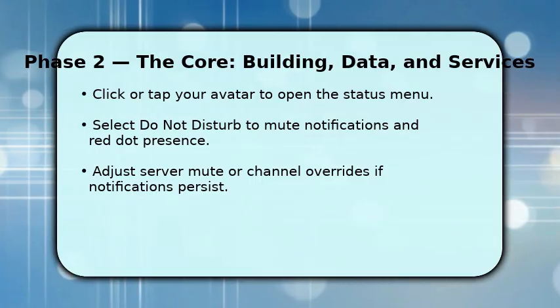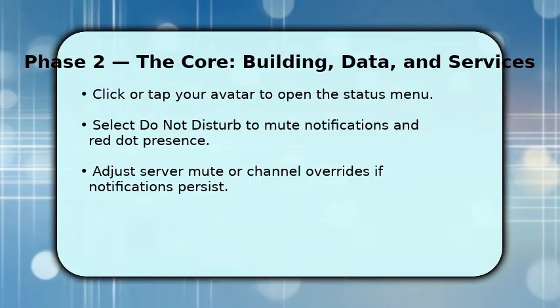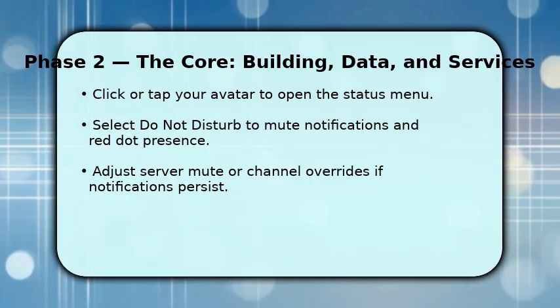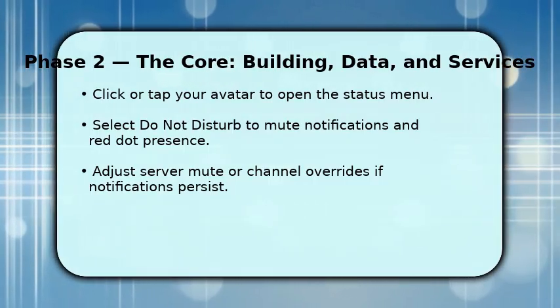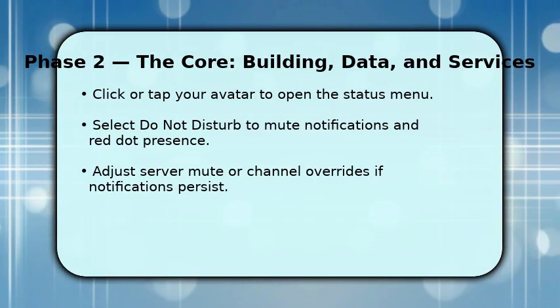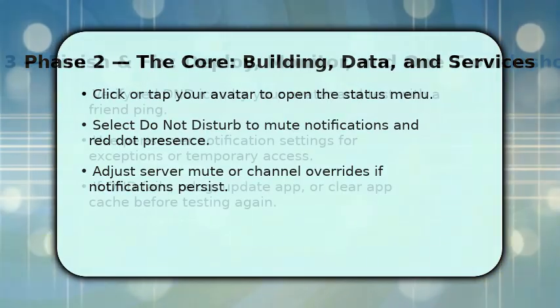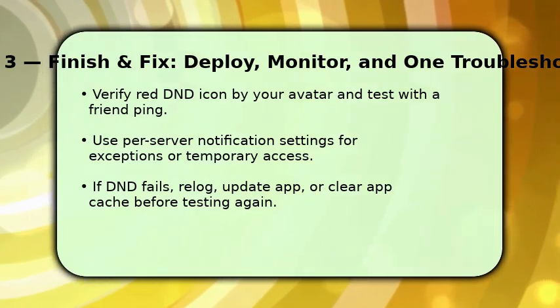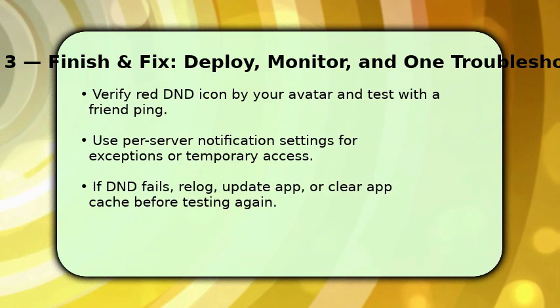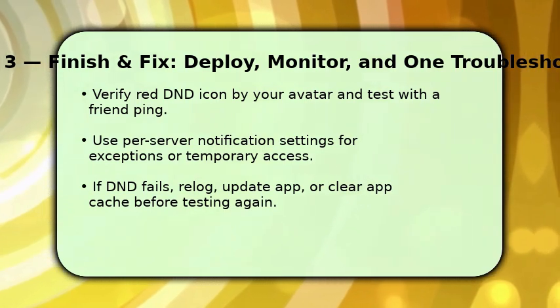If you want a timed break, pick a duration or set a custom status to explain why. Make sure to also check server and channel notification overrides, because those can re-enable pings despite your global DND setting. You're almost done. Verify the red Do Not Disturb icon appears beside your avatar, and if needed, ask a friend to ping you to confirm no alert comes through.